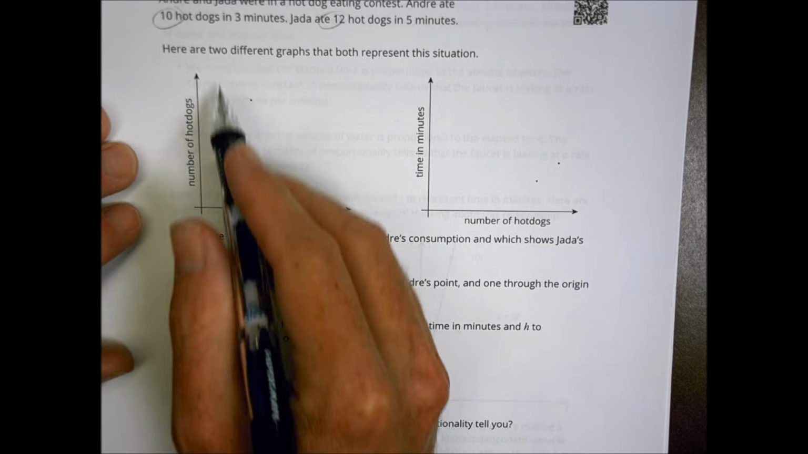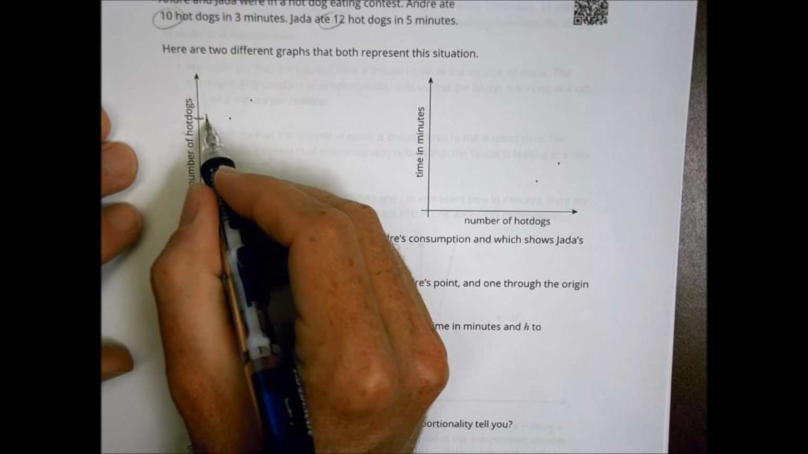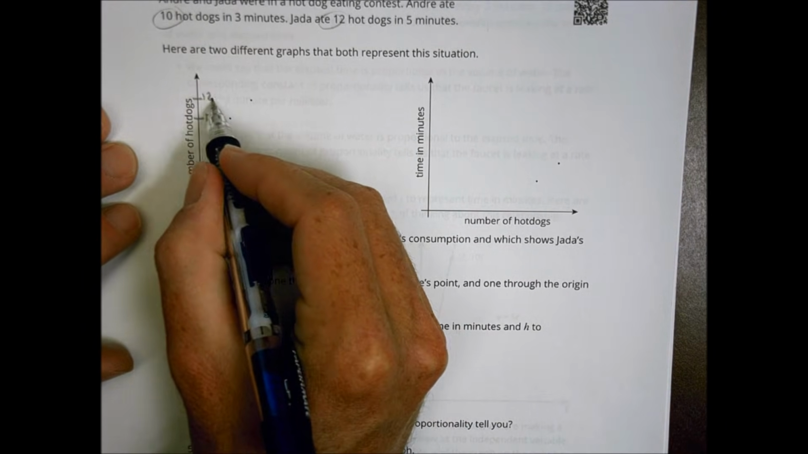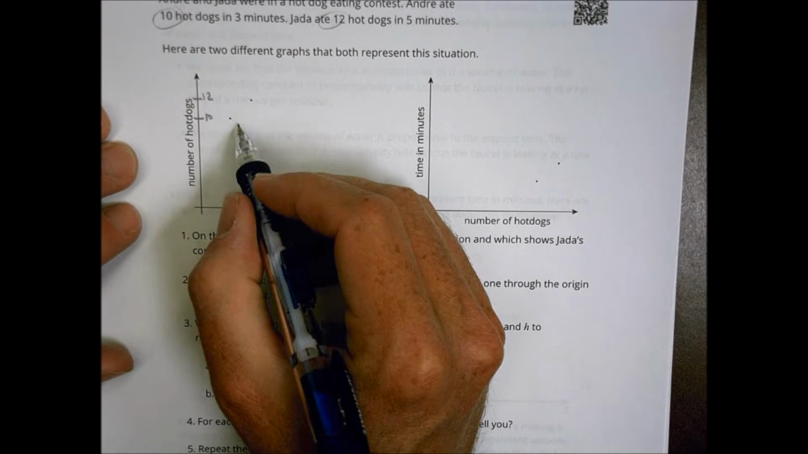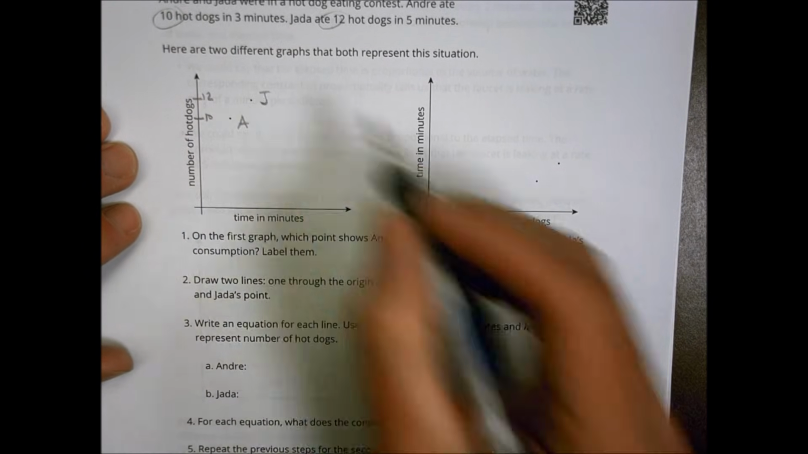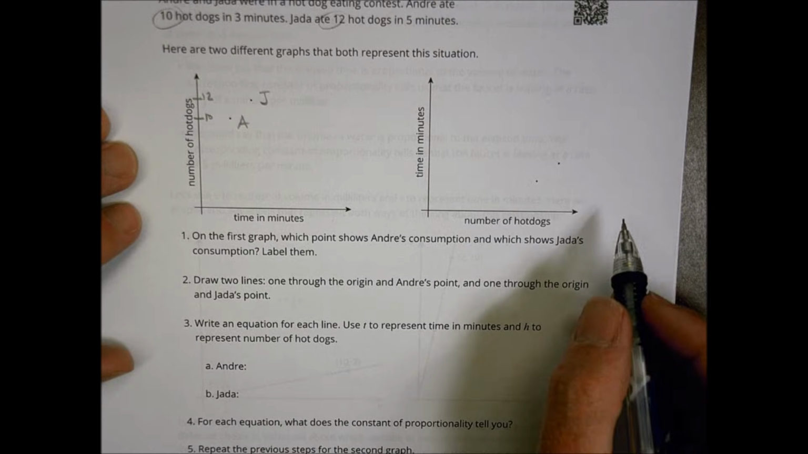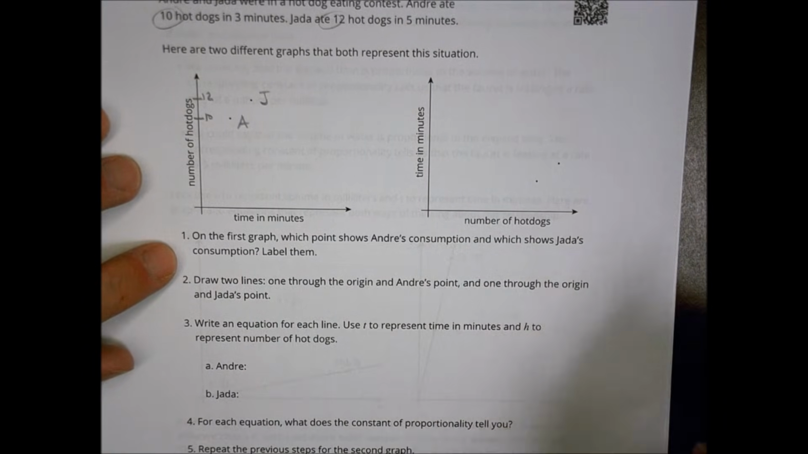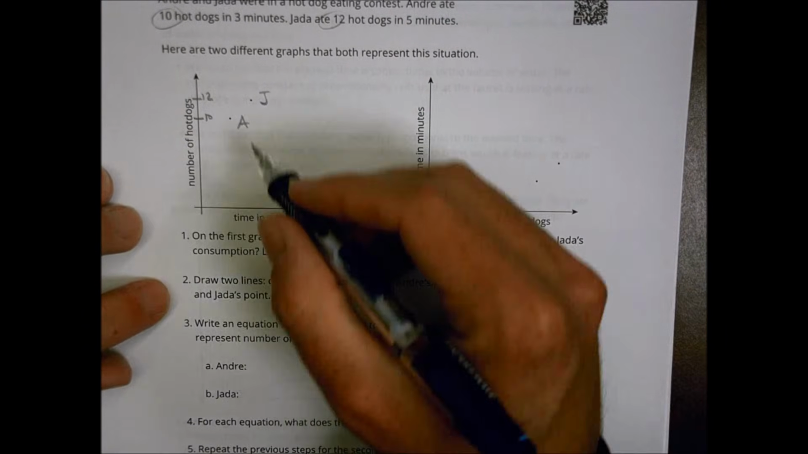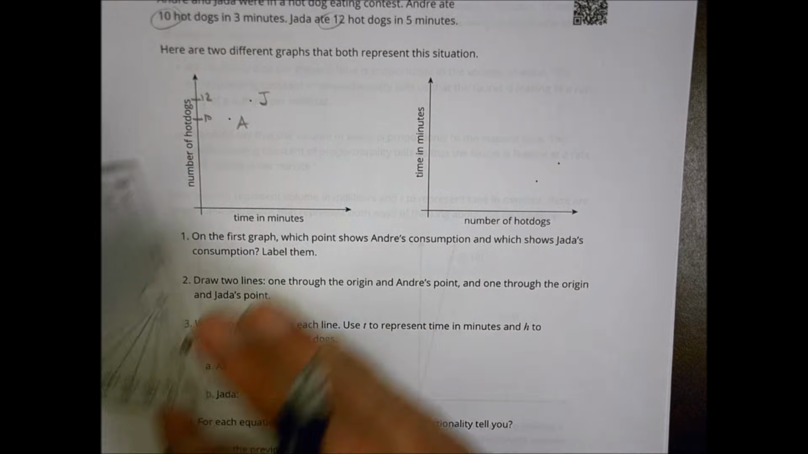So in terms of hot dogs, this is the smaller number, that's 10, and this is 12. And so the 10 is going to be Andre and the 12 is going to be Jada. Okay, got that there, and we label that there, no problem. Draw 2 lines, one to the origin and Andre's point, and one to the origin and Jada's point.